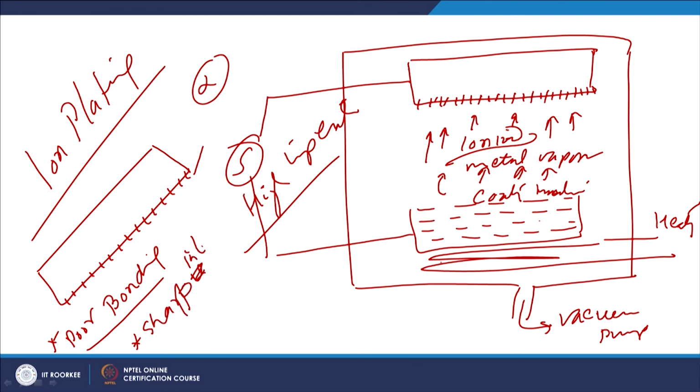interface between the plating layer and the substrate. If the sharp interface is formed due to the metallurgical incompatibility, it will lead to the problem of poor bonding, and delamination or peeling off will lead to easy removal of the material which is applied on the substrate. So, this is a negative side as far as ion plating is concerned.